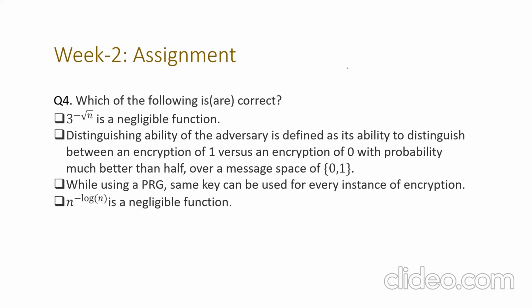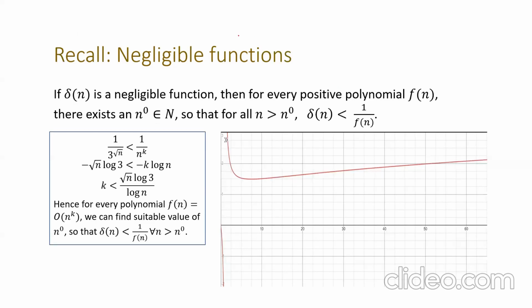Anyway, yes, this is a negligible function. Why? That I will explain in the next slide. See, what is the definition of a negligible function? We say that if the function delta n is negligible, then for every positive polynomial f n, there exists an n0, a natural number, so that for all n greater than n0, the value of delta n is less than the inverse of this positive polynomial. That is how we define a negligible function.